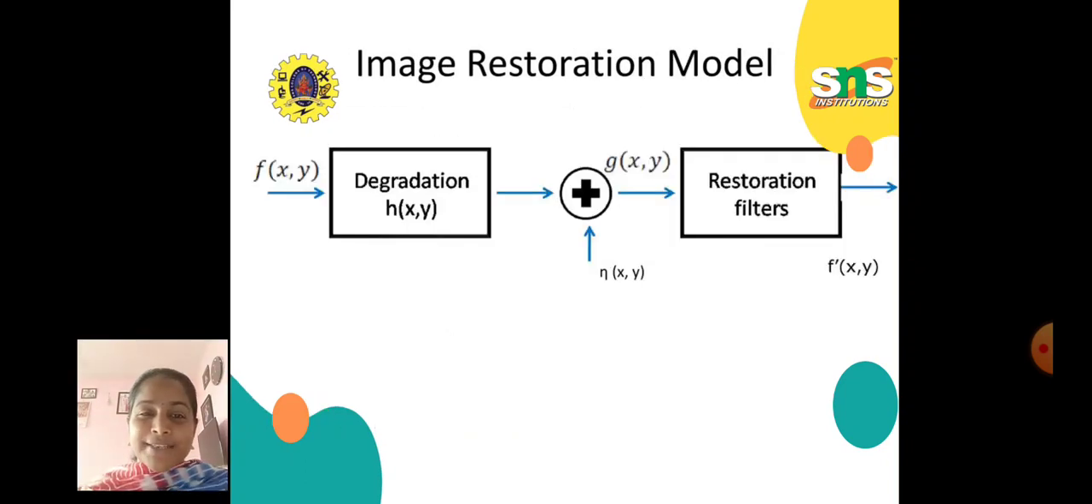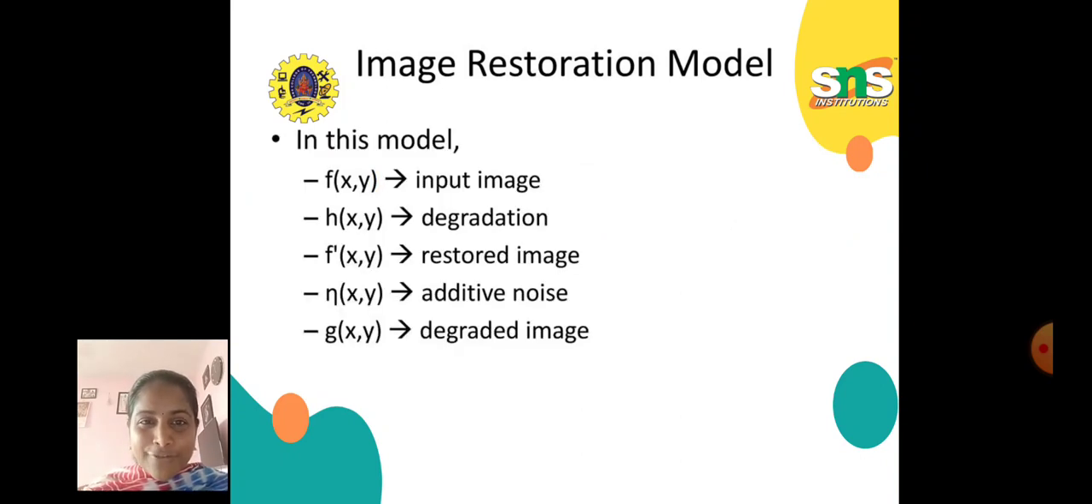See here, image restoration model. Your input is f of xy, which is fed into degradation h of xy. It is added up with e2 of xy, and the output g of xy is fed into the restoration filters, and finally we'll get f dash of xy. In this model, f of xy is the input image, h of xy is degradation, f dash of xy is the restored image, e2 of xy is additive noise, g of xy is the degraded image.